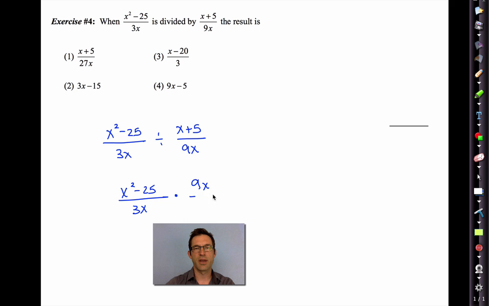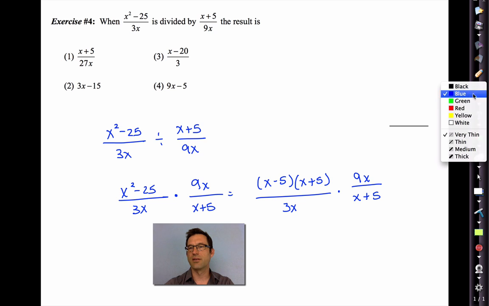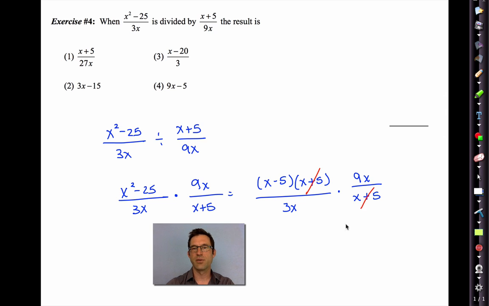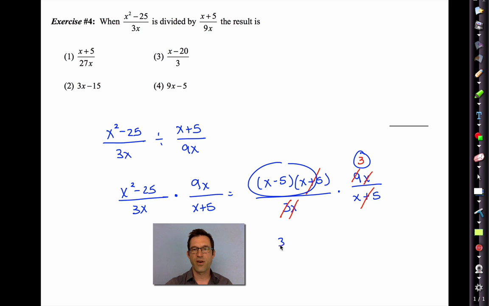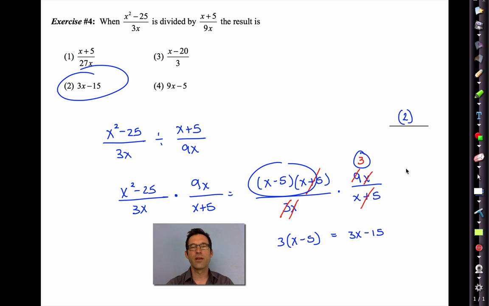But we'll change that into a multiplication problem. Only one thing I have to factor, which is that numerator, x minus 5 times x plus 5. And now it's time to cancel. All right, easy. X plus 5, x plus 5, x and x, 3 and 9. Notice how I treat those completely separately. And we have it. In fact, I have a 3 and an x minus 5, which means I've got 3x minus 15. All right. Pause the video now, write down anything you have to, then we'll wrap it up.